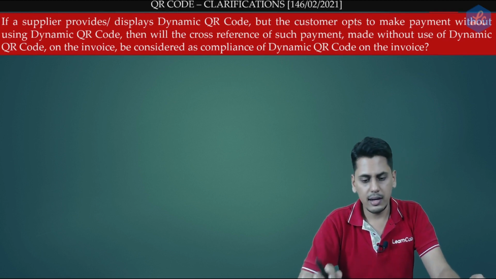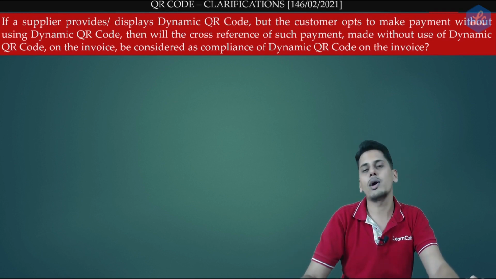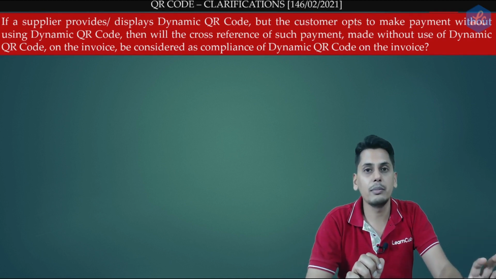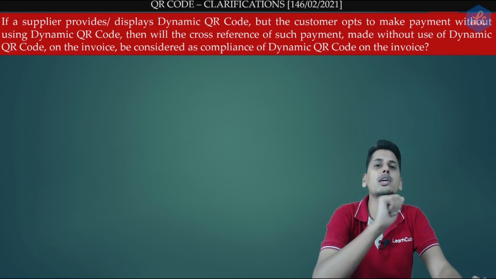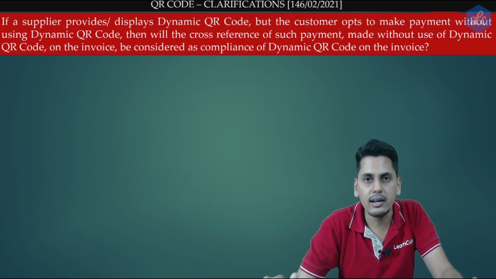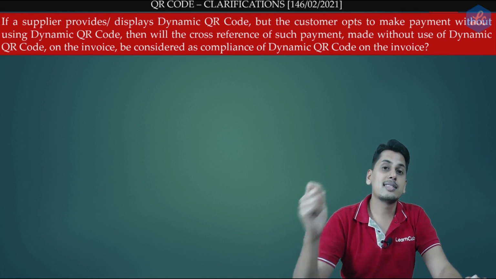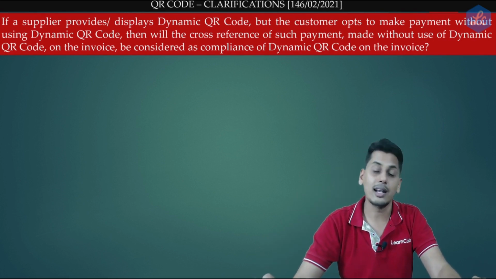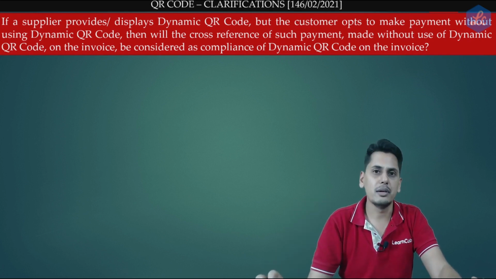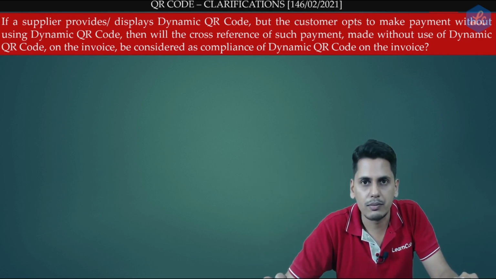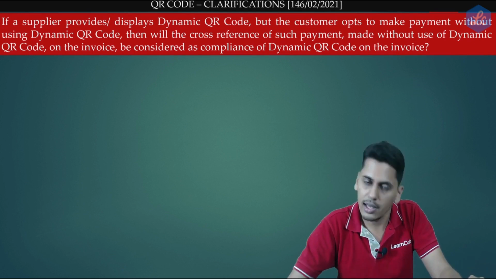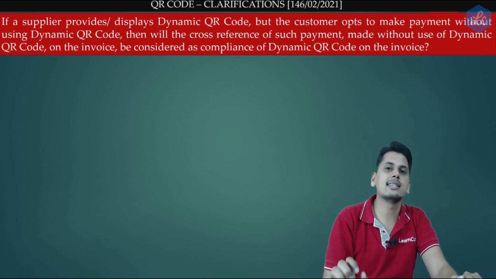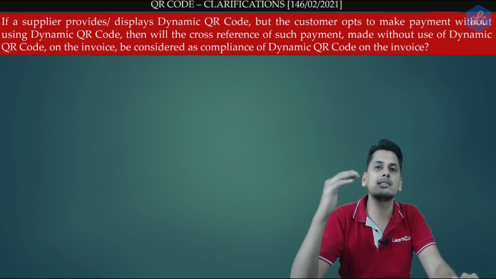Now friends, let's take a case. What is the requirement? The requirement is that the dynamic QR code can be digitally displayed. If the dynamic QR code is digitally displayed and the buyer scans it and makes a payment, that means first payment is made and thereafter the invoice is issued. So it is a prepaid invoice. I repeat, the digital dynamic QR code is made available to the buyer. Buyer scans it, makes a payment, thereafter the invoice is printed.